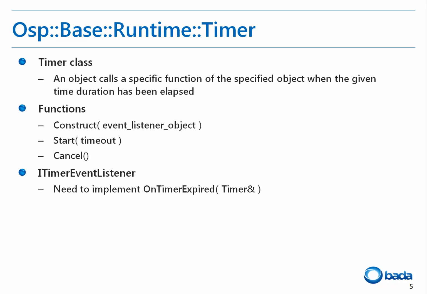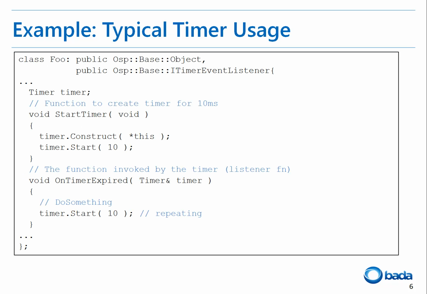The timer class calls the onTimerExpired function of the event listener object after the period of time specified in the start function. Attention! The Bada timer is a single-shot timer. It fires a timeout event only once for each call to start. So if your application requires a repeat time, you can restart the same again in your onTimerExpired callback method.